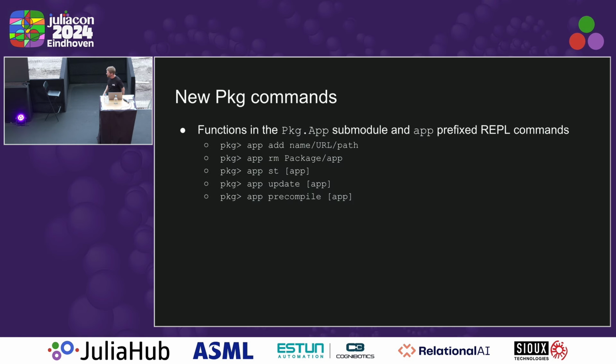So then there are some new Pkg commands, and there's a new submodule, Pkg.App. And we also have this app prefix in the REPL. So we can add an app with app add, or we could delete it with app rm, and there's app status, app update, app precompile, and so on. So kind of like all the package API we had, but now we also have one for apps.